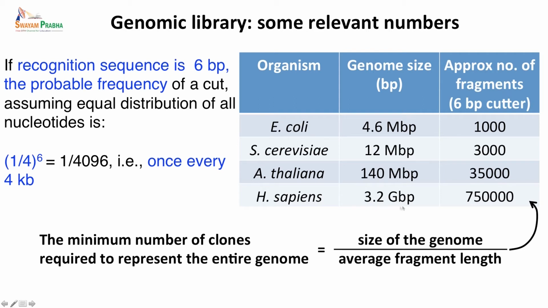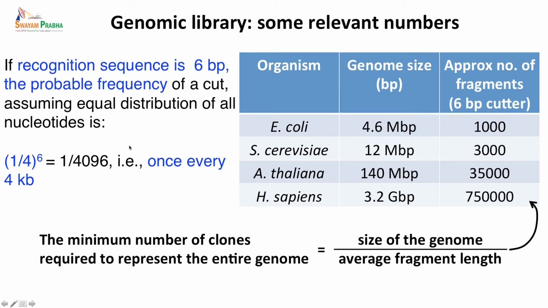But once you come to Homo sapiens, it is a 3.2 gigabase pair genome. What that means is 3.2 into 10 to the power of 9 base pairs. So that is how big a human genome is. So how do you really tackle such a large genome to make the libraries, and what are the considerations?